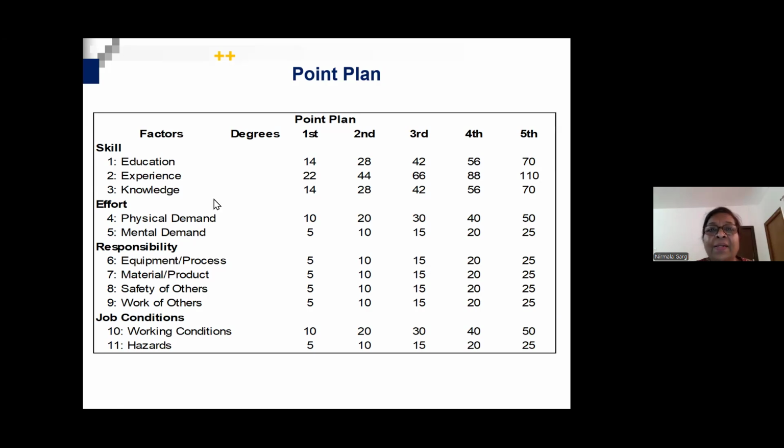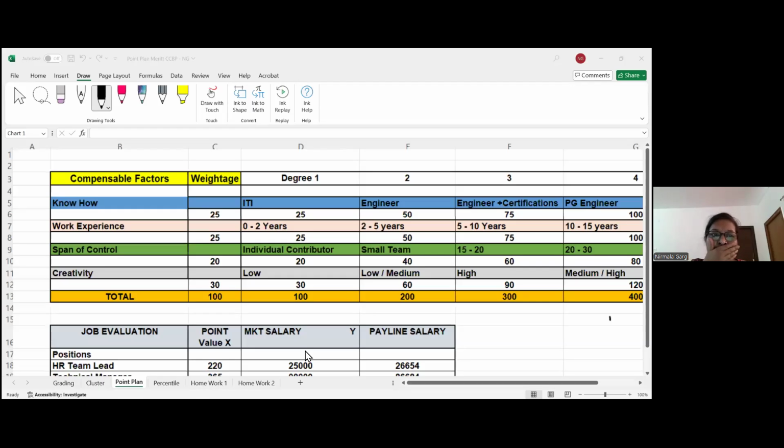Okay. Having said that, let me go back to what I wanted to show you. Let me go back to this sharing. Can you see? Step one. What is step one? Identify your compensable factors. Here you can have even 7, 8 compensable factors. What have I written? Know-how, work experience, span of control, and creativity.